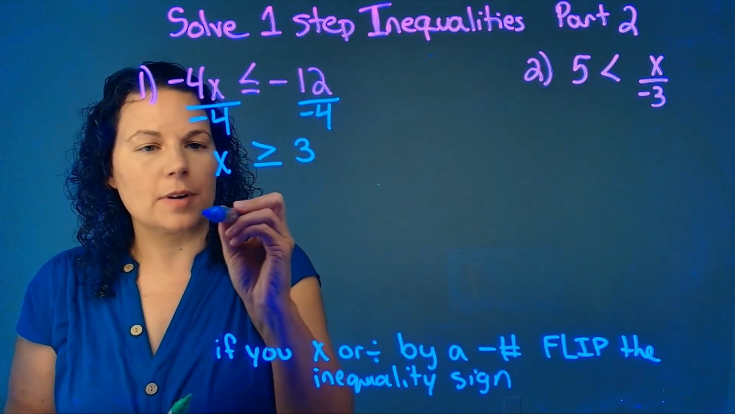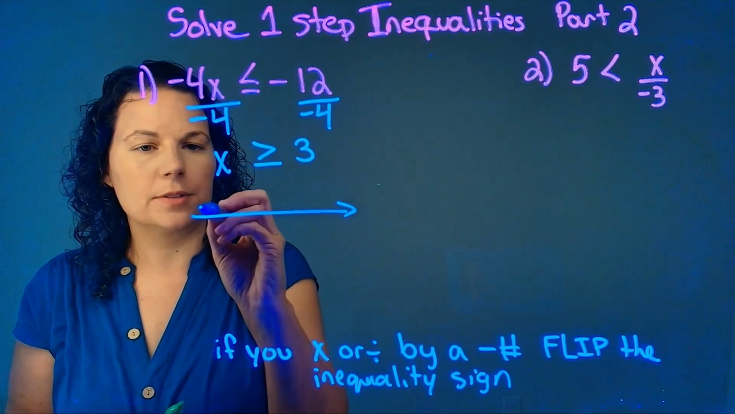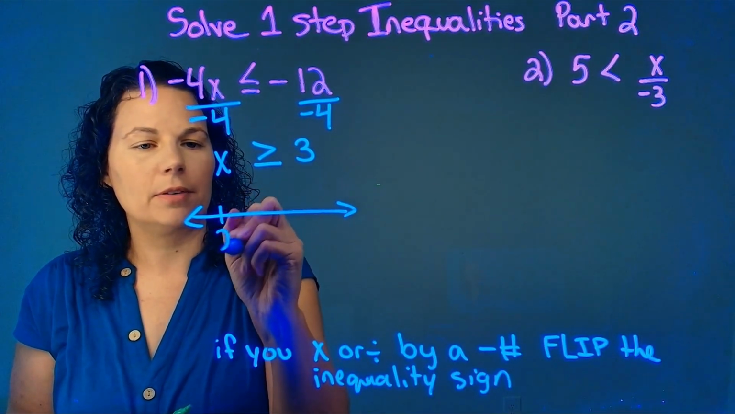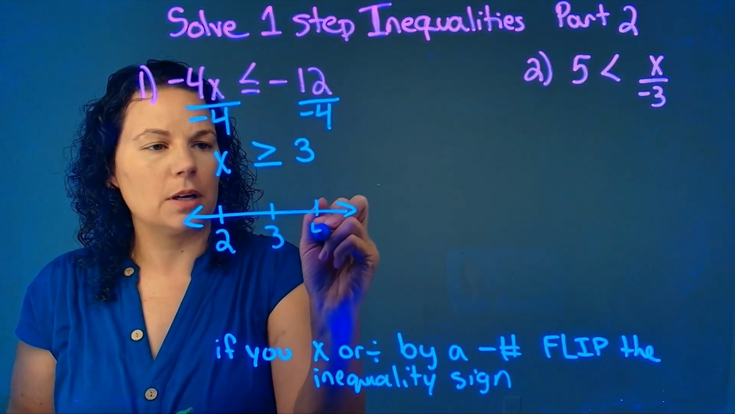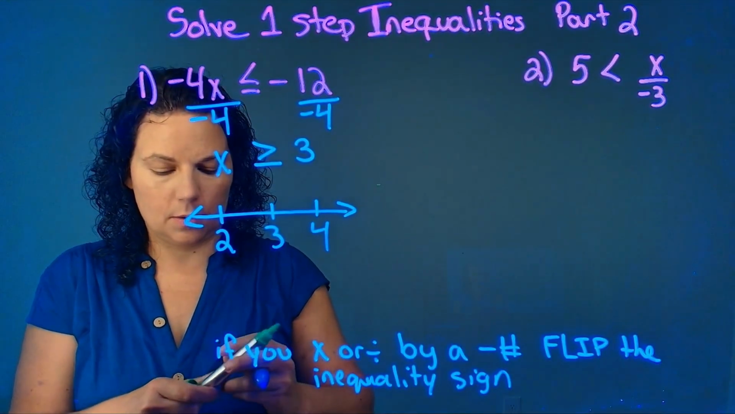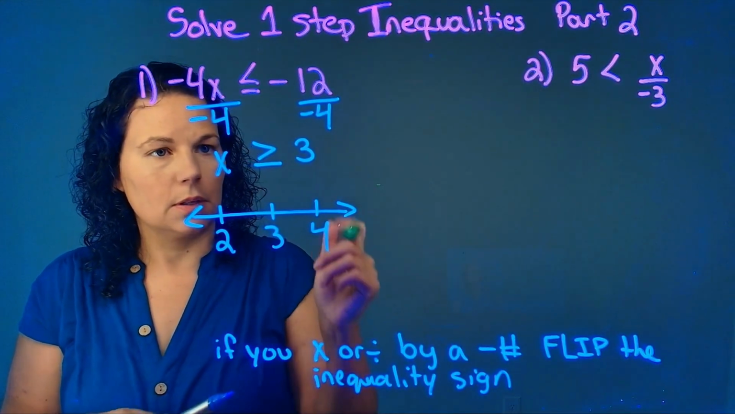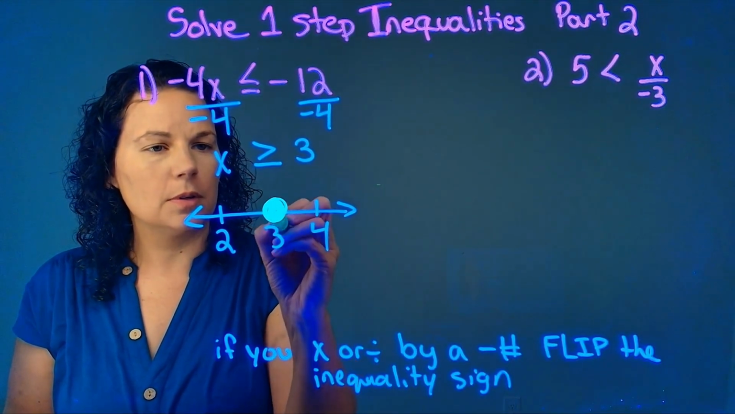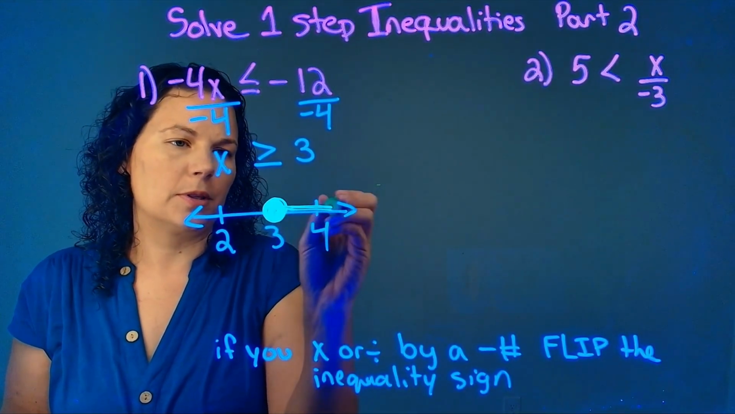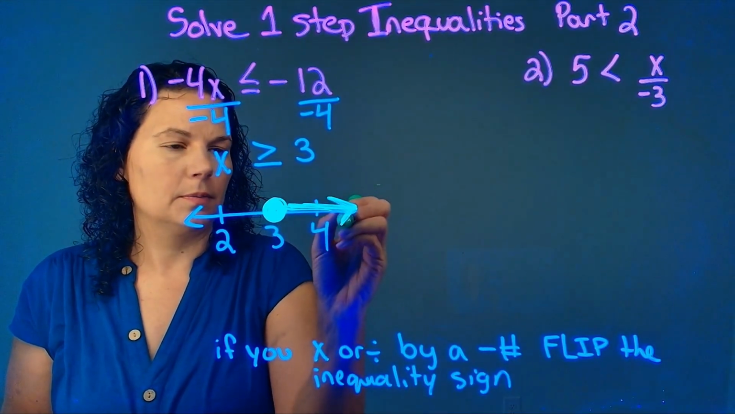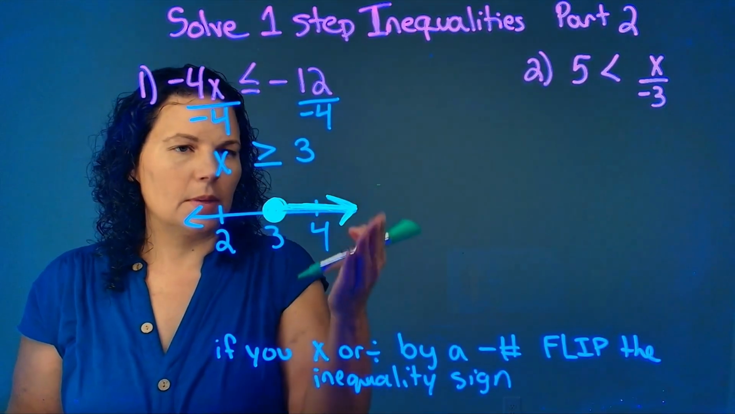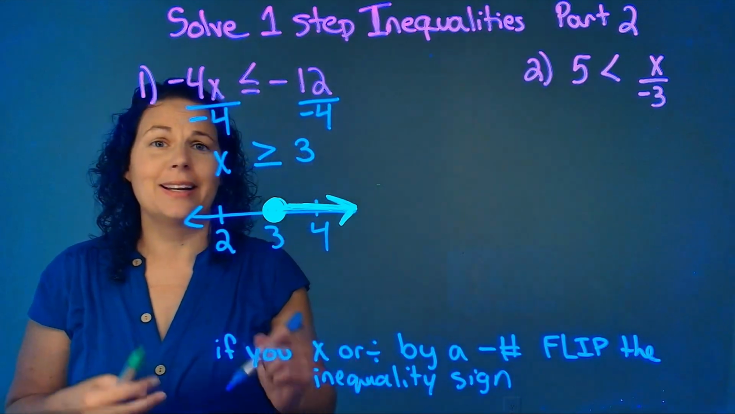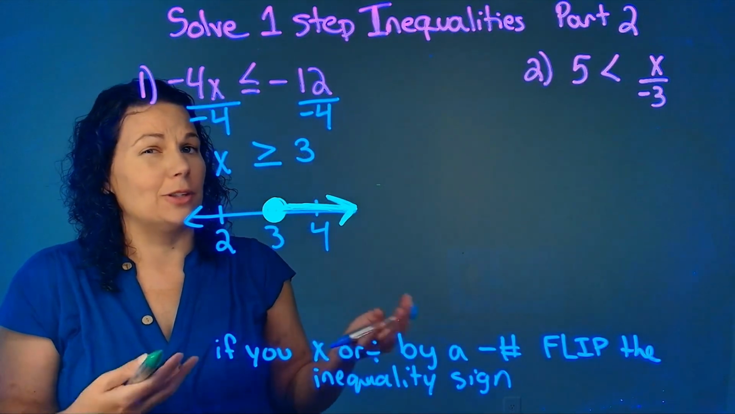Just make sure you read the directions. Sometimes your teacher's going to say solve. Sometimes they're going to say solve and graph. I'm going to do both just so we cover all of our options. This gets a closed circle because it is equal to. And then we use all the numbers that are greater than, so that's to the right. And feel free to plug in a number to check it. I highly encourage you to do that. It at least tells you if you're on the right track or not.